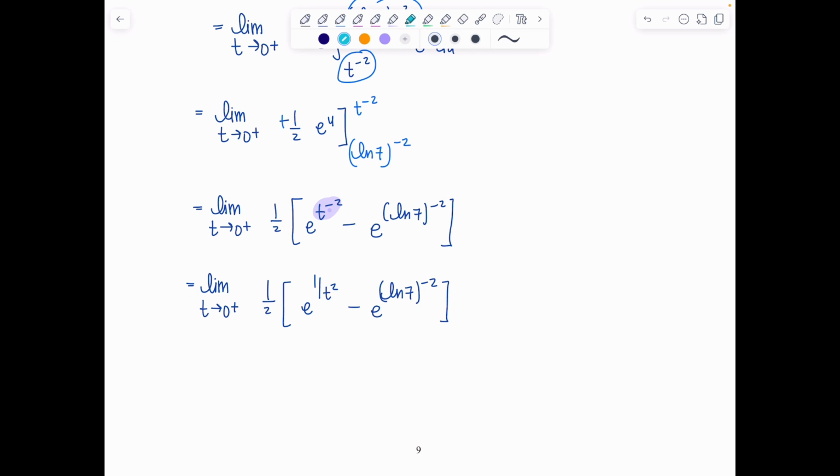So t goes to 0 from the right. Where's 1 over t squared going to go? If you have a constant in the top and the denominator is shrinking, this one's going to positive infinity. For two reasons: t squared is always positive, and also t is going to 0 from the right. So e raised to something getting very, very large, this is all going to positive infinity, minus, this is just some number.